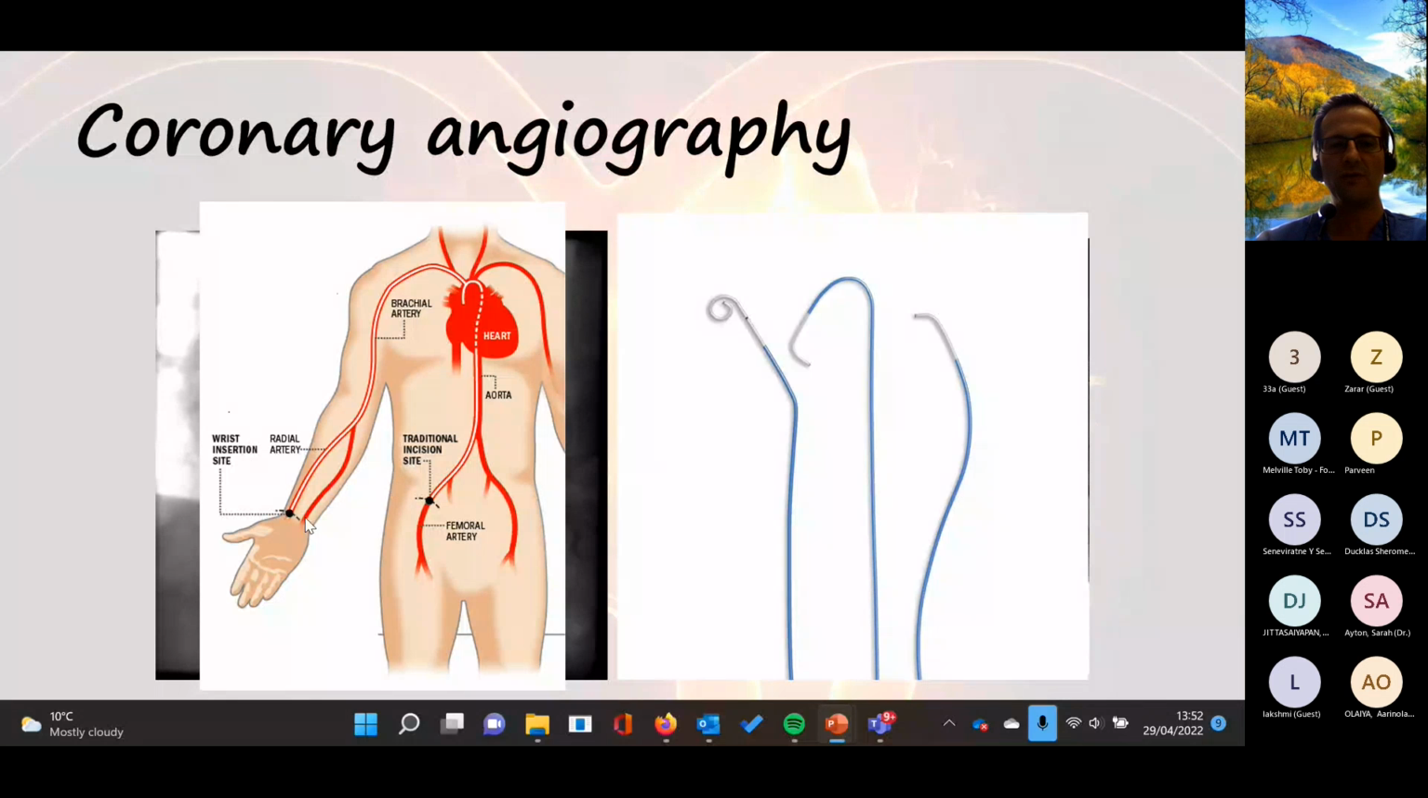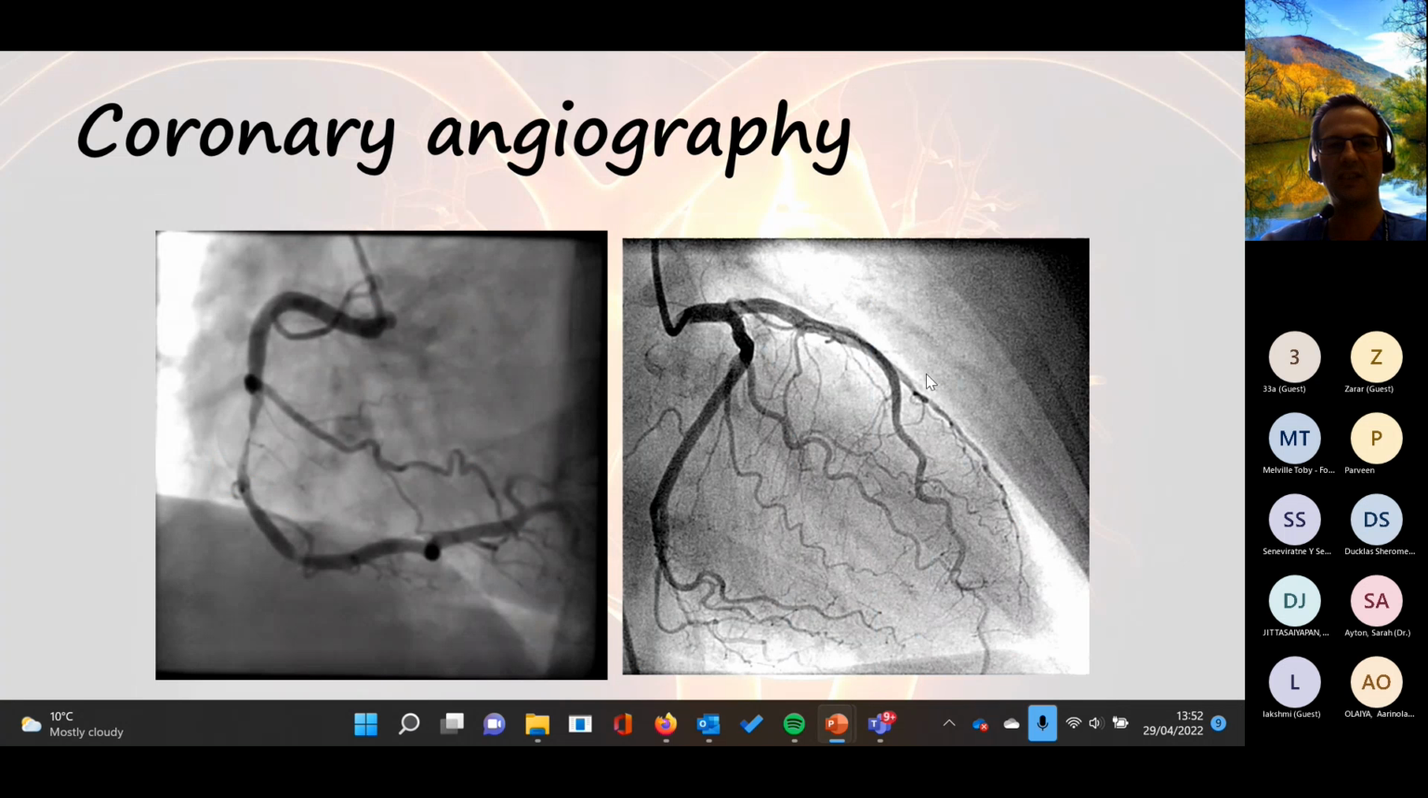We do coronary angiography. Typically, we go through the radial artery. We only go through the femoral artery as a last resort because of the risk of retroperitoneal bleeding that we discussed last time. We use various shaped tubes to access the different arteries. This is an example of a fairly nice looking left coronary artery, looks normal. This, on the other hand, is a diseased right coronary artery.